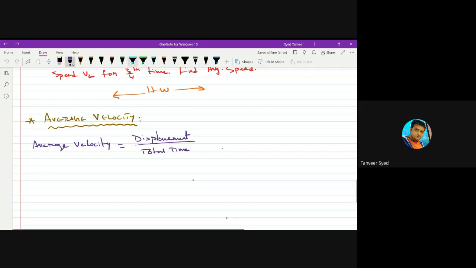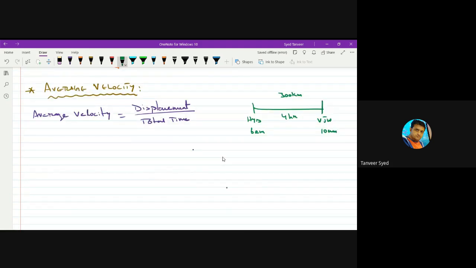You can take the same example of a journey from Hyderabad to Vijayawada. Distance is 300 kilometer. Time taken: say 6 a.m. to 10 a.m., 4 hours duration. If we ignore the turns and twists on the road, let us say your displacement is 300 kilometer, time taken is 4 hours. So your average velocity is the same, 75 kilometer per hour.